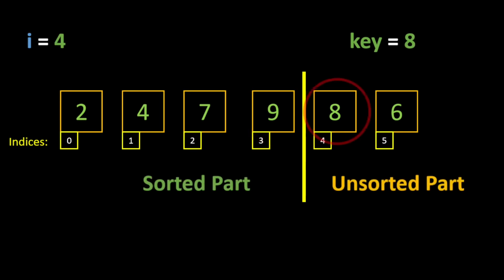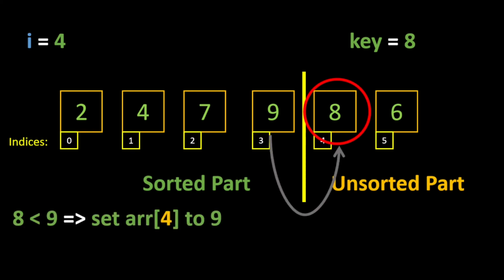Now i is equal to 4 and key is 8. We compare key to the element at index i minus 1. In this case, that element, which is 9, is greater, so we move 9 to index 4. Then we compare key to the element at index i minus 2, which is 7. We find that 7 is less than key. Therefore, the correct position for our element is right between the 7 and the 9, and we set it there.